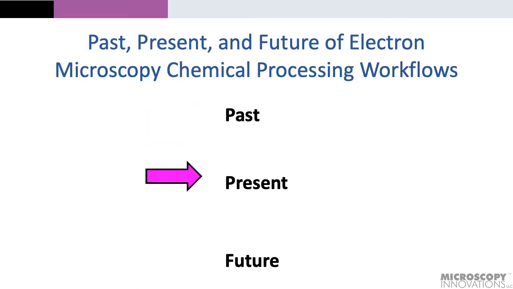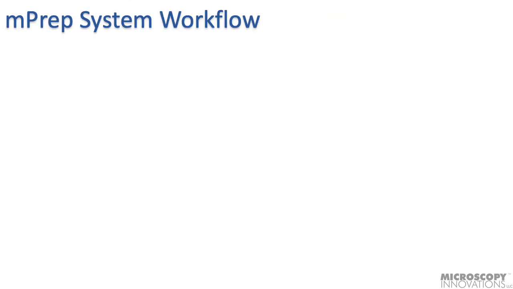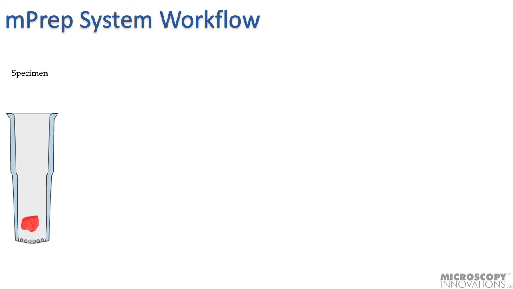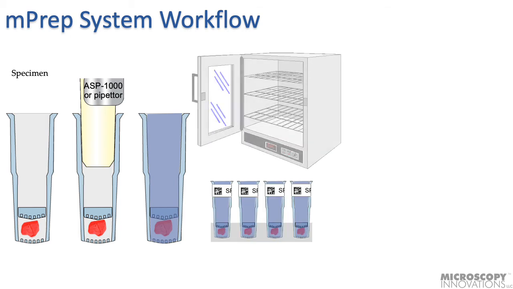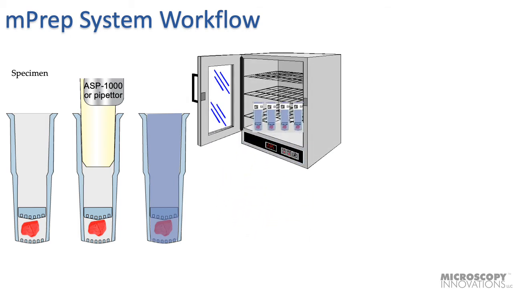Now I'll move from the past into the present and introduce the MPrep system. I'll first illustrate the workflow for a specimen. A specimen is inserted into an MPrep S specimen capsule where it is then entrapped. The capsule is then attached to a pipetting device, either a manual pipetter or the automated specimen processor, the ASP 1000. All reagent exchanges are then executed through the connection to the mechanism. The final reagent is filling with the 100% resin, and then once the capsule is filled, it is then transferred to the oven for resin curing in the usual manner.